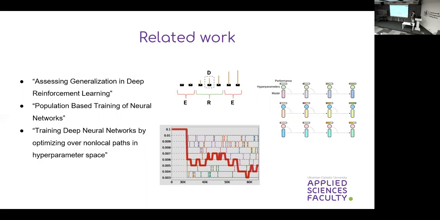The main idea there is that they're copying the agent that has the best results, and they are creating random agents to explore the environment. And the third one is not reinforcement learning based, but it still highly correlates with our solution. It's called training deep neural networks by optimizing over non-local path in hyperparameter space. It's also focused on optimizing hyperparameters.